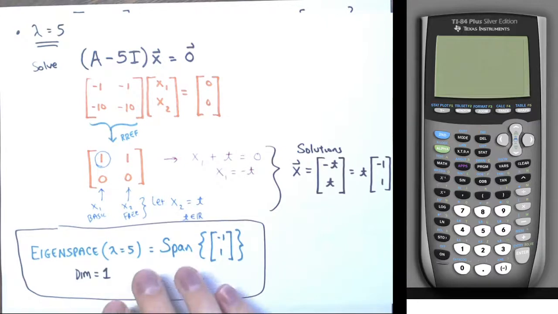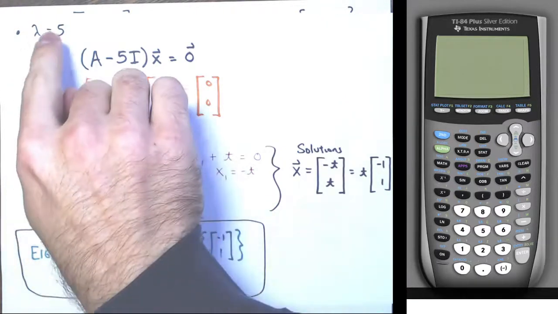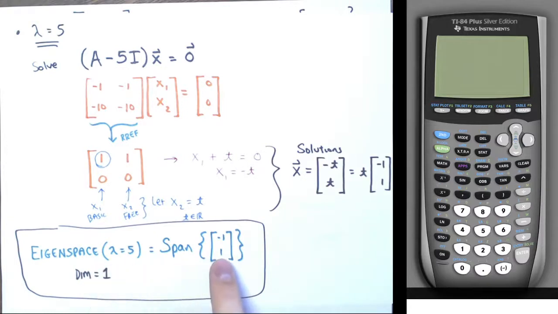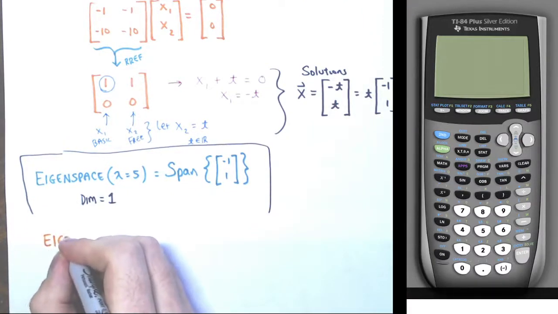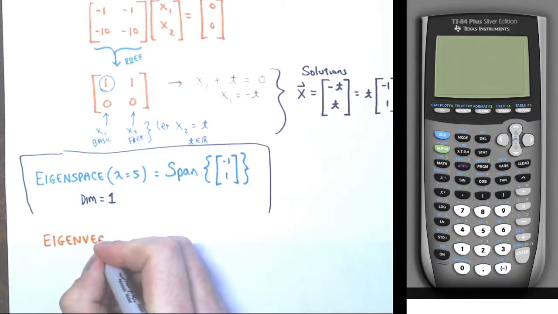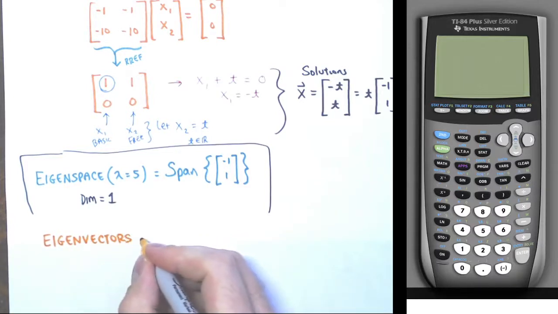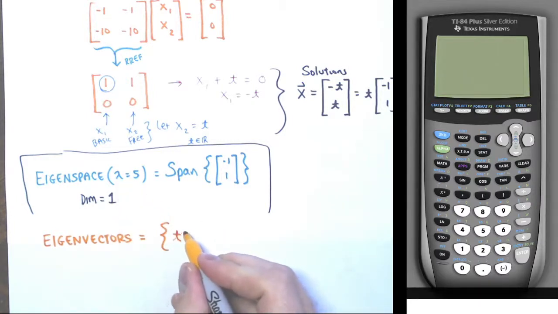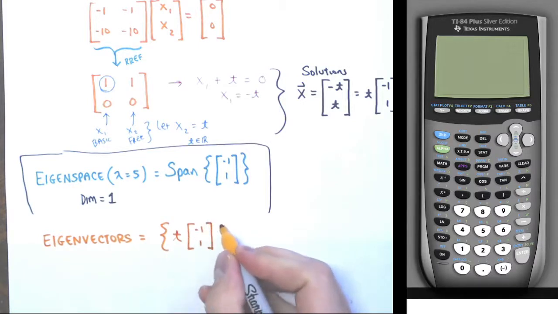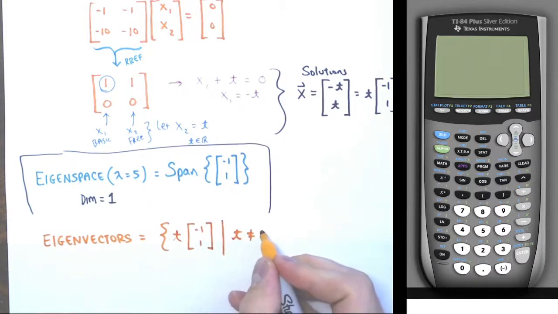Then the eigenvectors corresponding to lambda equals 5 are just all of these multiples of negative 1, 1, just not the 0 vector. So I wouldn't want the value of t to be 0. So the eigenvectors corresponding to lambda equals 5 here are all the multiples of the vector negative 1, 1, so long as you don't have the 0 vector in there, so that t is not 0.